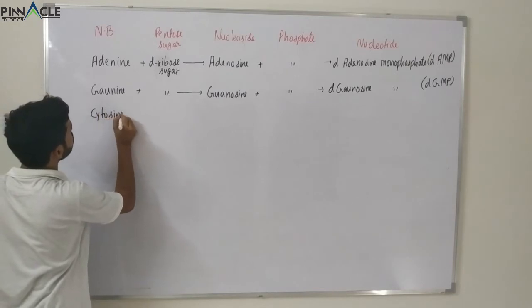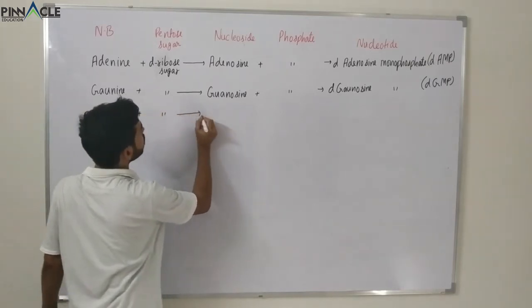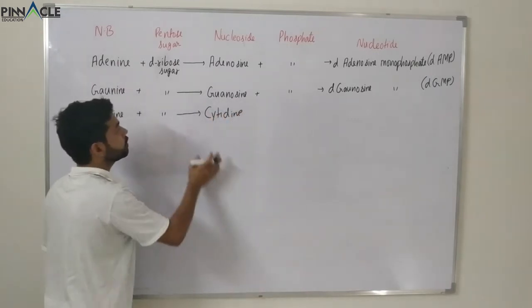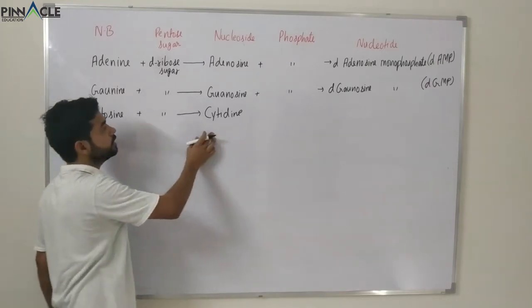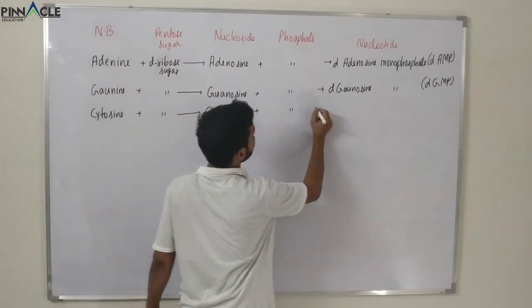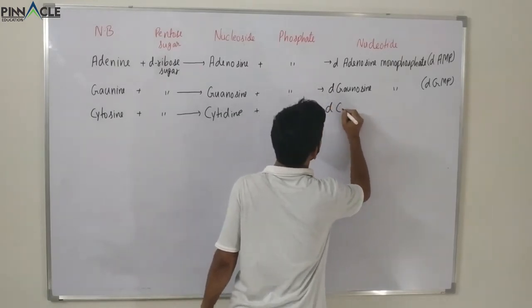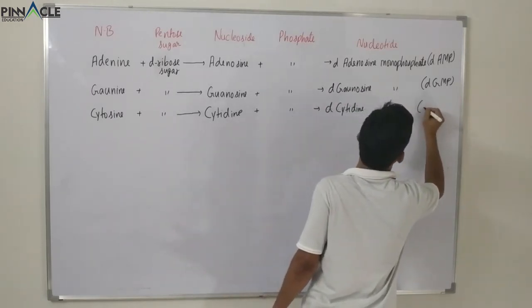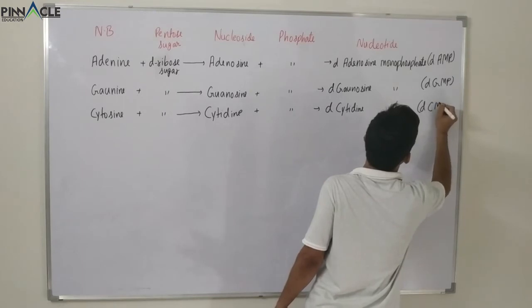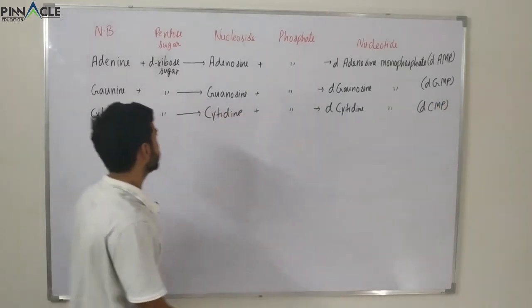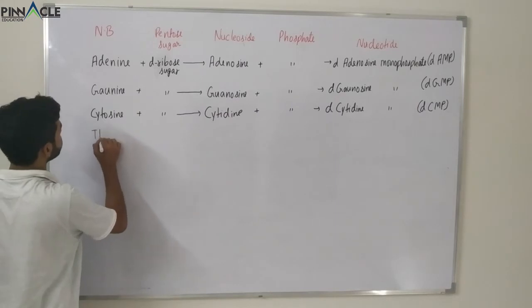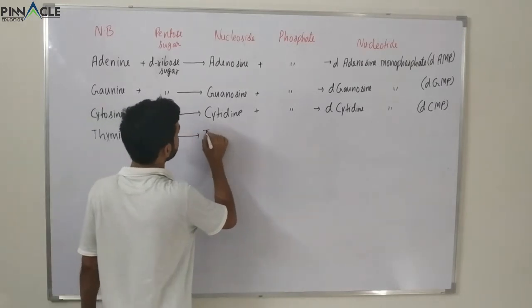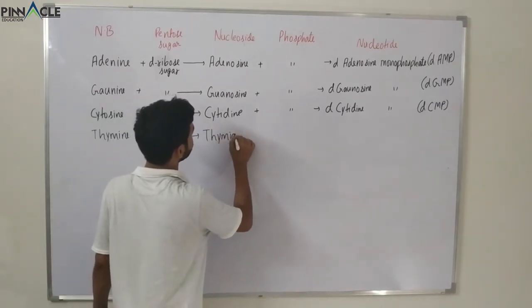Likewise, we can do it for the other bases. Cytosine, the same thing. Now its nucleoside is called cytidine, and plus a phosphate group, it will form D-cytidine monophosphate, bracketed as DCMP. And the fourth one is thymine, then it will form thymidine, not thymosine.